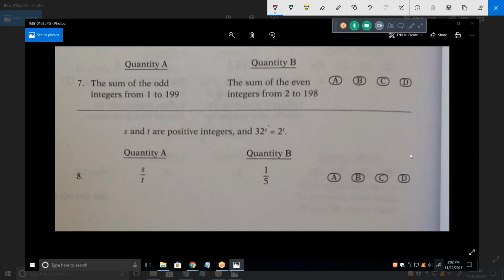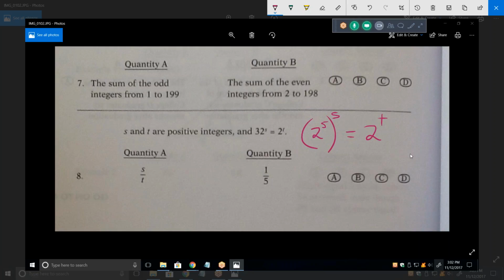In other words, they're both even here. That is an exponential, and that is an exponential, meaning your variable's in the exponent. We want to be looking for, can we turn 32 into 2 to some power? And yes, we can. 32 is 2 to the 5th. So 2 to the 5th, taken to the S, is equal to 2 to the T. You with me so far?